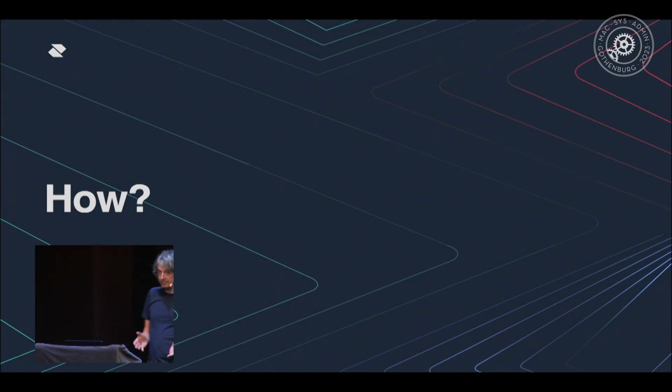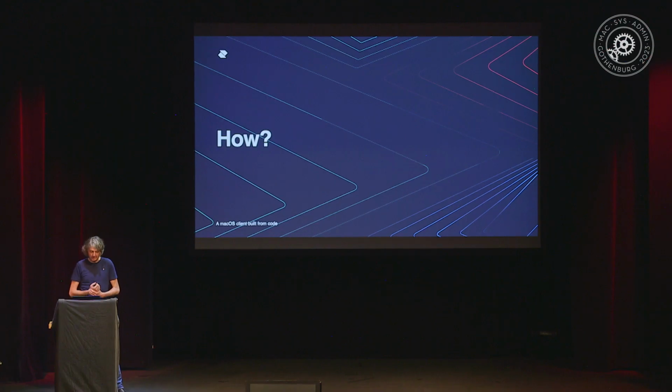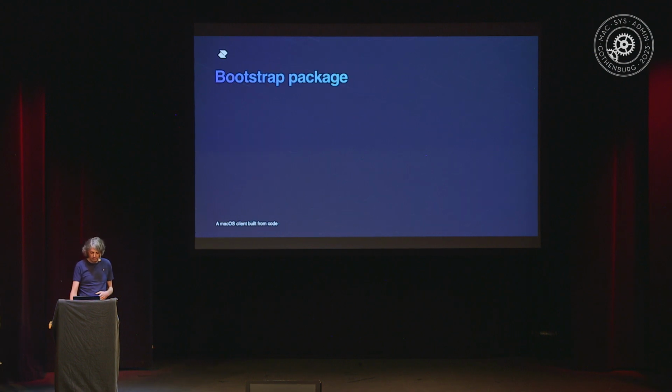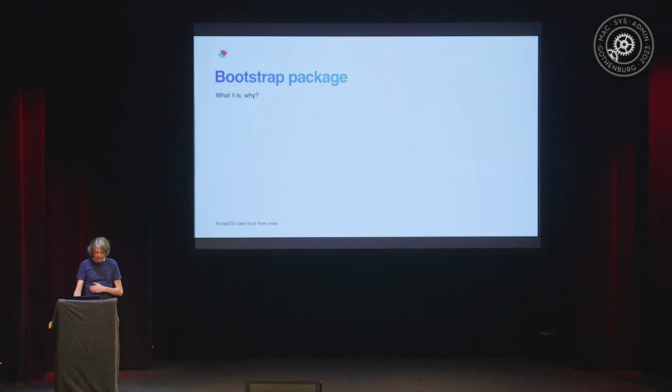Now we have to get to the how we did it, implementation details. So in order to deploy these configurations and the artifacts, we've built 3 pipelines. I'm going to show you the 3 pipelines now. We are going to start with what we call the Bootstrap package. So what is it and why do we need it?